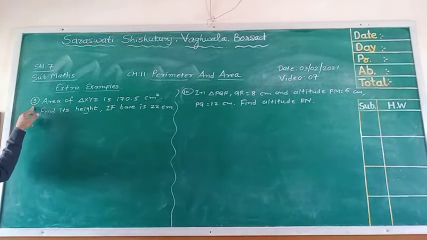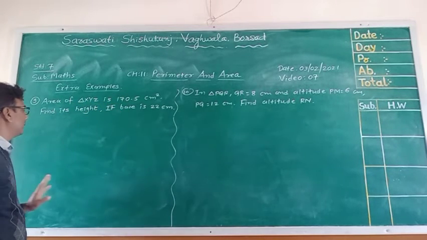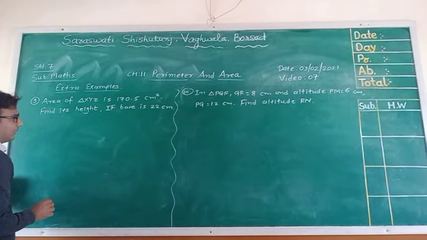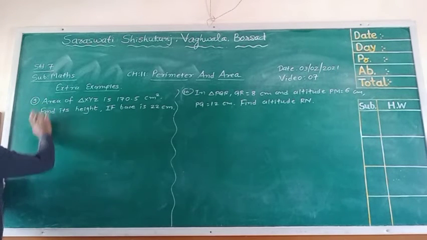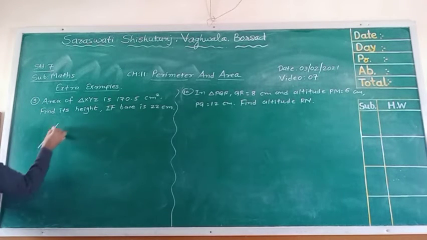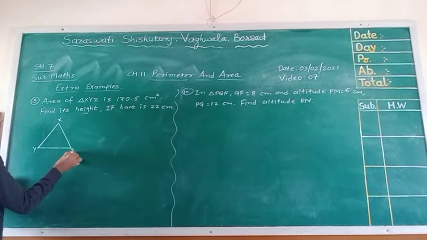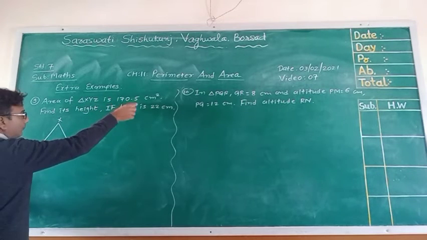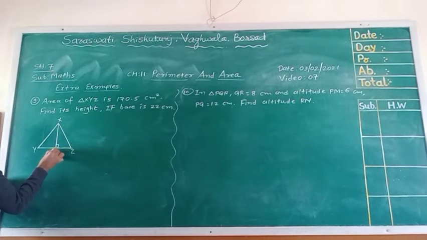In sum number 9, area of triangle XYZ is 170.5 centimeters square. Find its height. Base is 22 centimeter. So first we will draw a triangle. It is not a right triangle, so we can draw it any way. This is XYZ. Total area given is 170.5 centimeters square. Height we want to find, and this base is 22 centimeter. This height measurement we want to find.